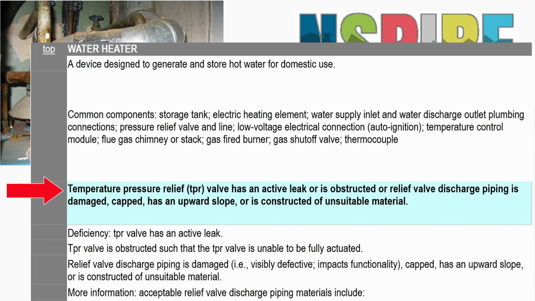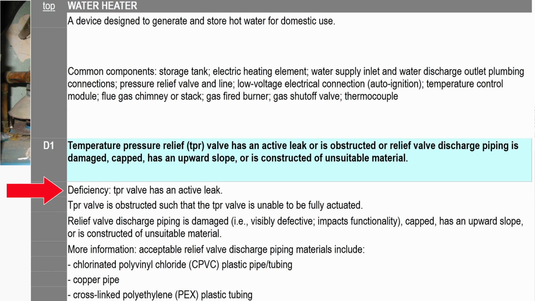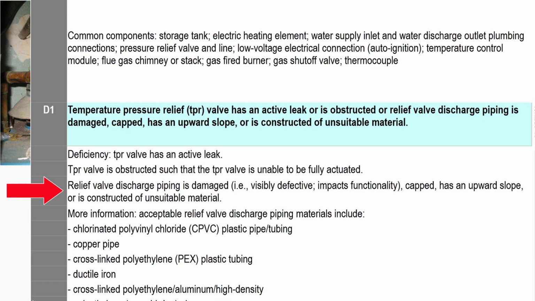Deficiency 1. Temperature pressure relief valve, the TPR, has an active leak or it's obstructed, or the relief valve discharge piping is damaged. It's capped, it has an upward slope, or it's constructed of unsuitable material. Deficiency: the TPR valve has an active leak. The TPR valve is obstructed such that the TPR valve is unable to be fully actuated. Relief valve discharge piping is damaged, i.e. it's visibly defective, which impacts functionality. It's capped or it has an upward slope, or it's constructed of unsuitable material.